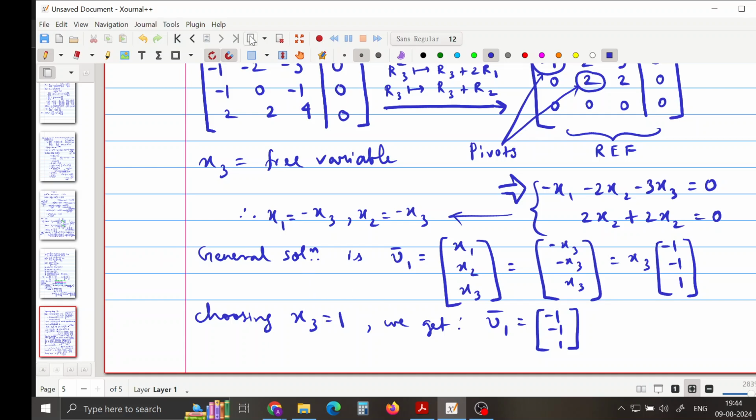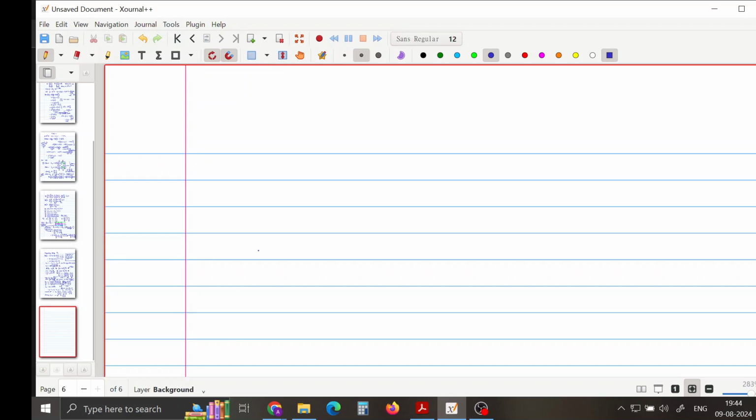And similarly, you can find the other two eigenvectors as well. So lambda 2 equals 2 and eigenvector v2.